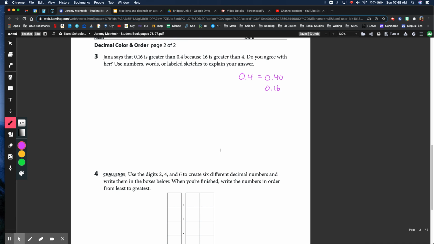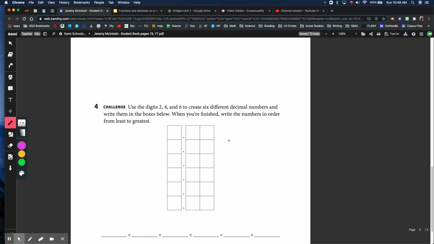And then the challenge here is optional, but it says use the digits 2, 4, and 6 to create 6 different decimal numbers and write them in the boxes below. When you're finished, write the numbers in order from least to greatest. So you get to choose how you want to write it, but you have to use 2, 4, and 6. So I could do 2 and 46 hundredths. I could do 6 and 42 hundredths, that kind of stuff. So you just choose numbers like that, but only using 2, 4, and 6, and then you're going to write them from least to greatest down here.